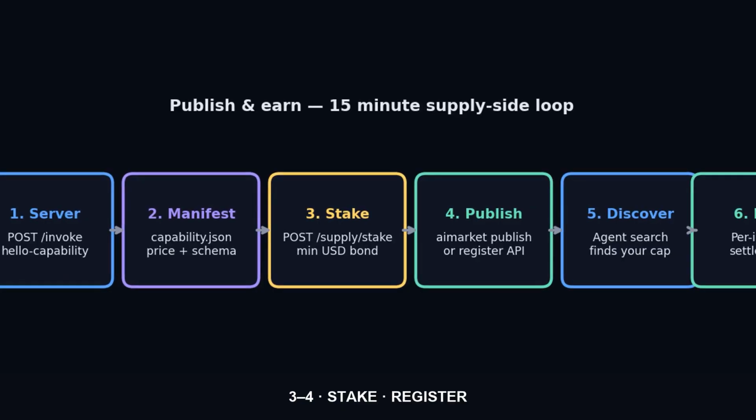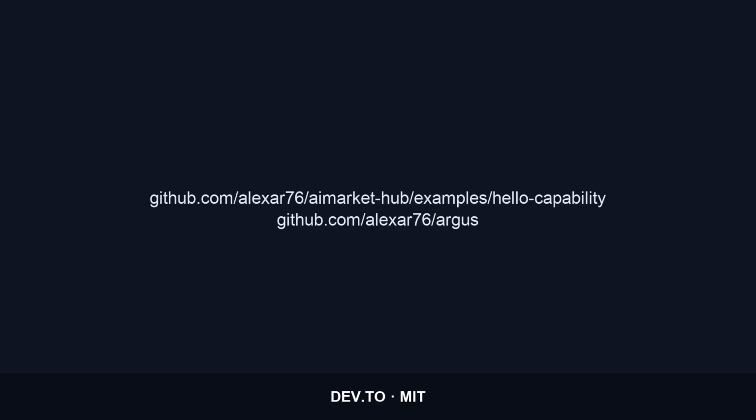Step 5. A market publish or register API adds you to the federated catalog. Step 6. Any agent discovers, opens a channel, invokes, pays. Argus is the reference consumer. 15 minutes end to end if you skip the tunnel setup.